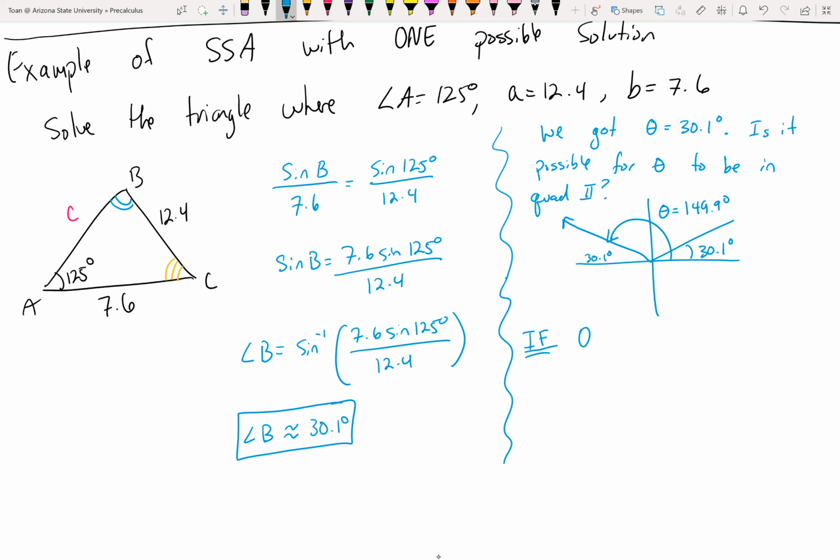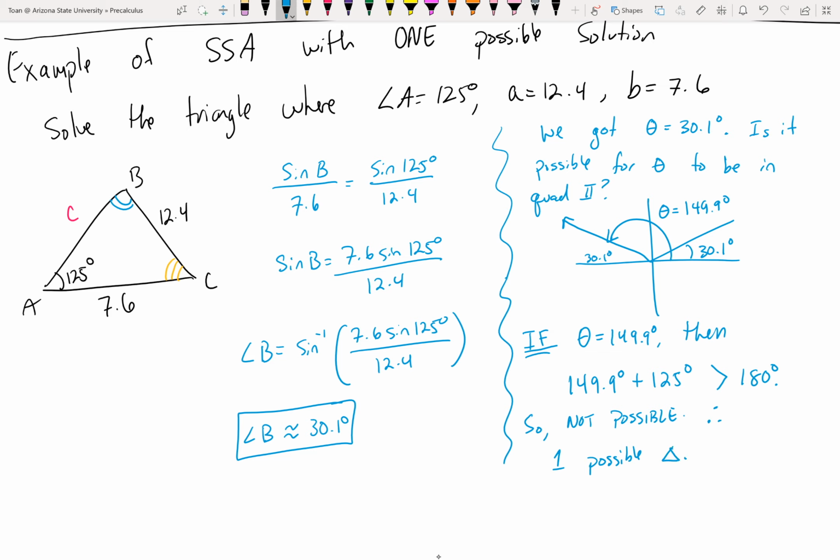This is what you should be thinking: if, and this is a big if, theta was obtuse, 149.9 degrees, then if I were to add it to the other angle that I already know, 125 degrees, that is bigger than 180 degrees, which means there isn't enough left over for angle C. So if angle B was 149.9, it is impossible. This tells me it's not possible. Therefore, only one possible triangle.